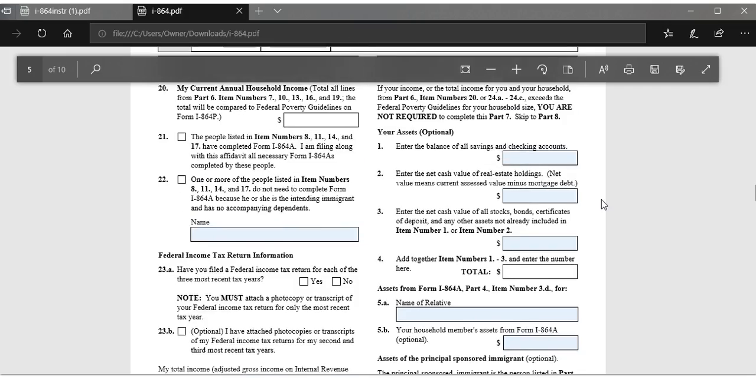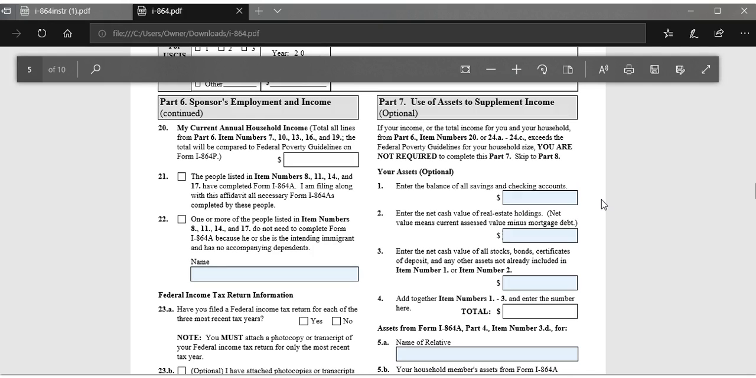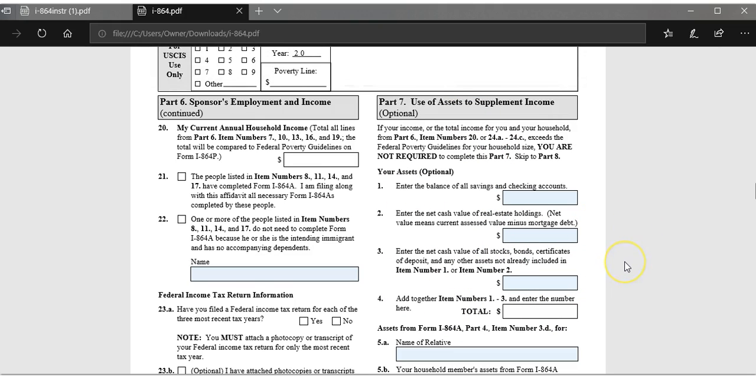Okay, let's continue with Part 7. Use of assets to supplement income. This is optional. You need to complete this section of the form only if you reported income in Part 6 as less than 125% of the federal poverty guidelines for your household size. And you have to check the guidelines to see if your income is good enough and you don't need anything else. But if you want to add some more additional supplement income, you can just do this part.